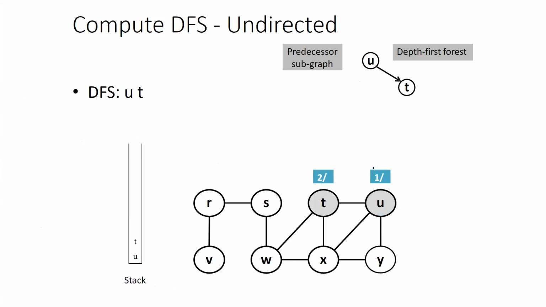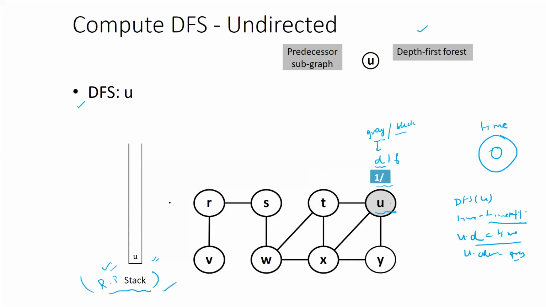Let us just first switch this color to gray. Once you assign this gray color, this u has been added to the stack. After that, what you have to do next is find the adjacent vertices of u. For every vertex v adjacent to u, you have to call DFS of v.